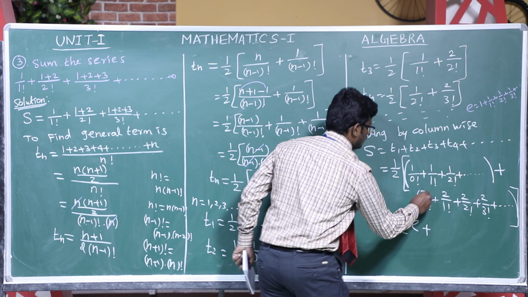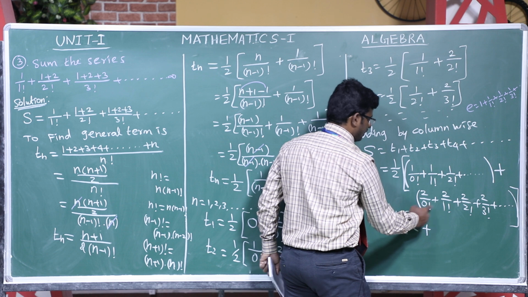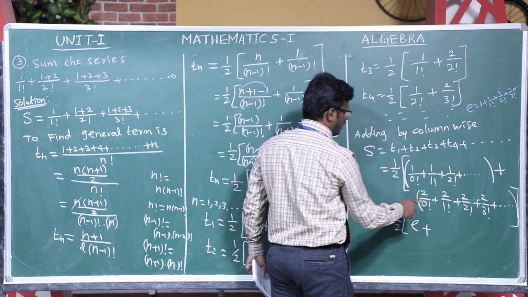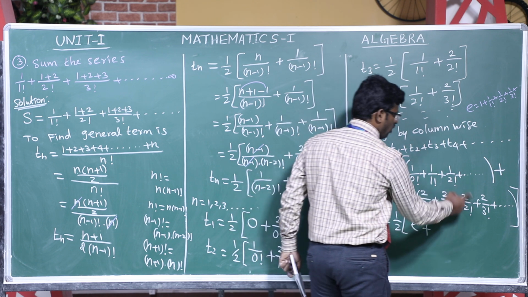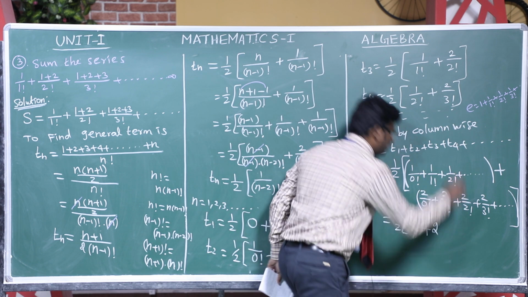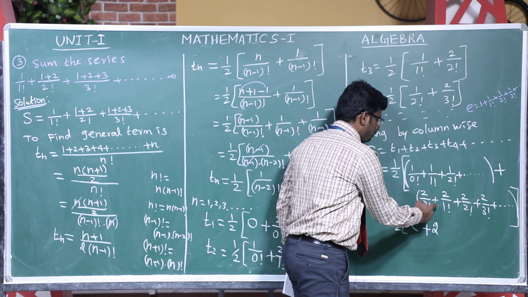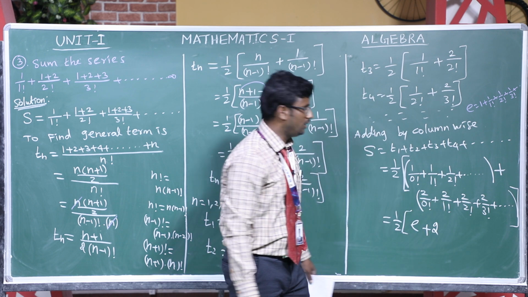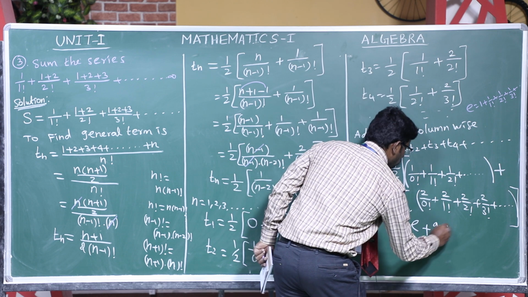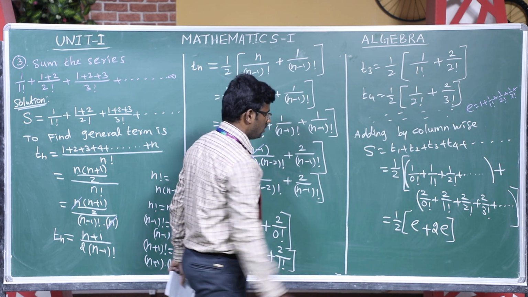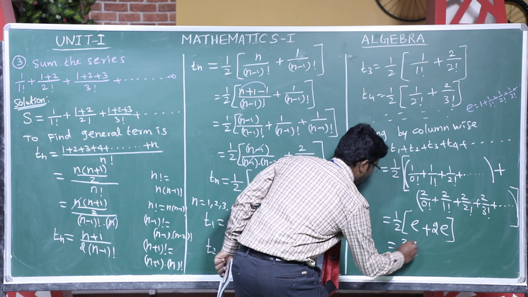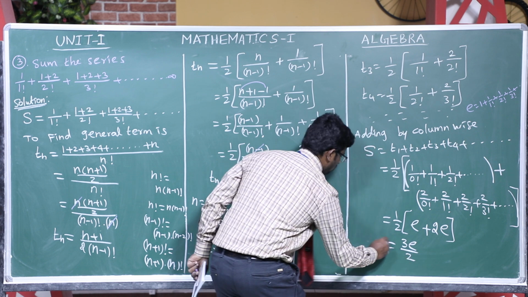e plus, see here 2 by 0!, 2 is common for each and every step. What are the remaining? 1 plus 1 by 1!, 1 by 2!, 1 by 3!. The 2 we take common outside, so the step is 1 plus 1 by 1! plus 1 by 2! plus 1 by 3! up to etc, it's going on. So here 2e, this is also e, e plus 2e, that is 3e. Therefore, the answer is 3e by 2. That's all.